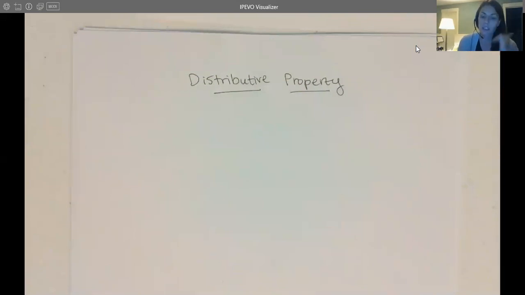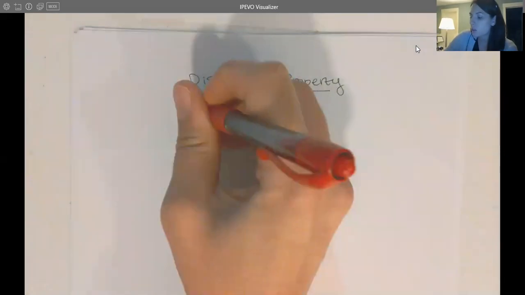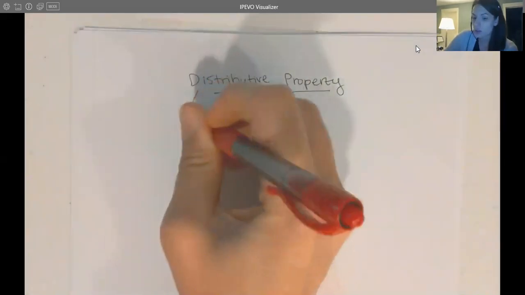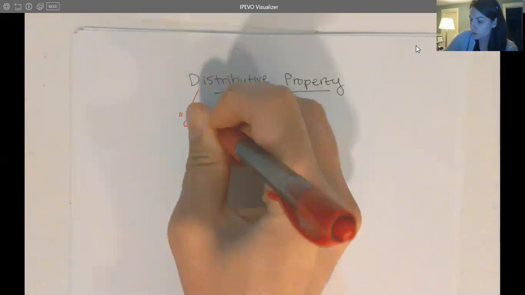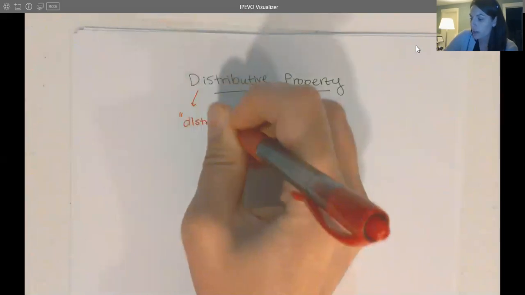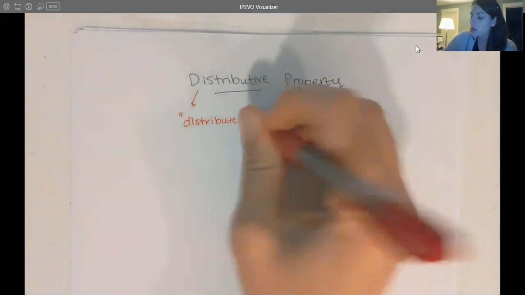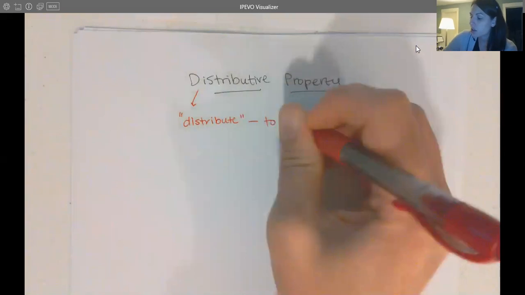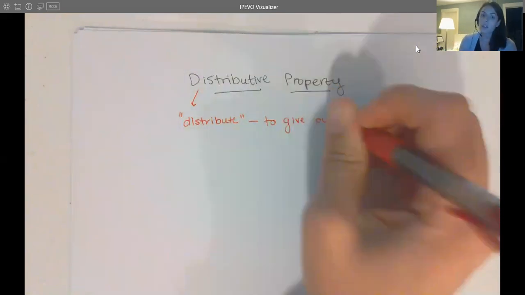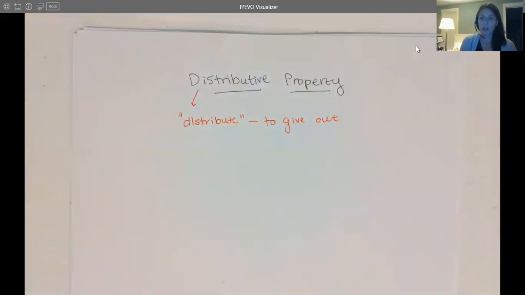Now, the distributive property, I think the best way to think about it and why it's even called the distributive property is to think about that word distribute. And what that means is to give out, right? Like if I were to distribute papers to a class, then I'm going to hand out papers to every student in that class. I'm distributing those papers.